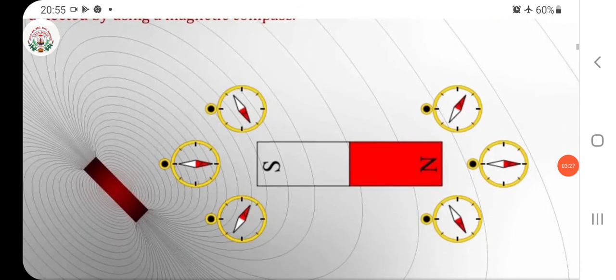Here you can see the diagram of a compass. It has a needle, and it always points in the north direction.